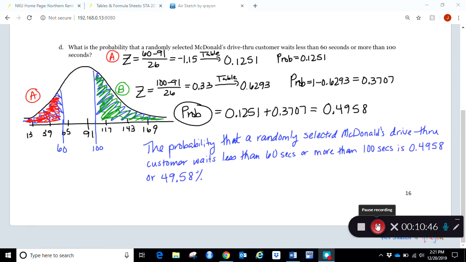So I can then say the probability that a randomly selected McDonald's drive-thru customer waits less than 60 seconds or more than 100 seconds is 0.4958, or 49.58%. Next, go ahead and try part E.